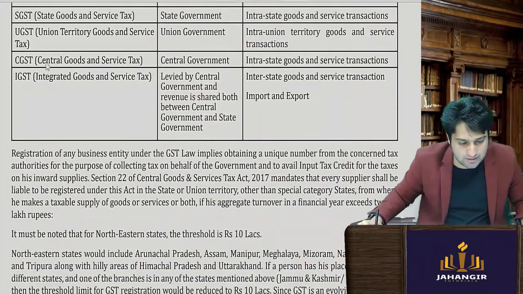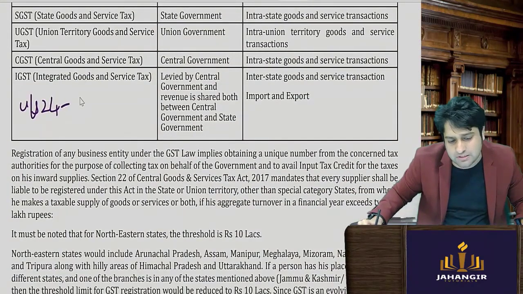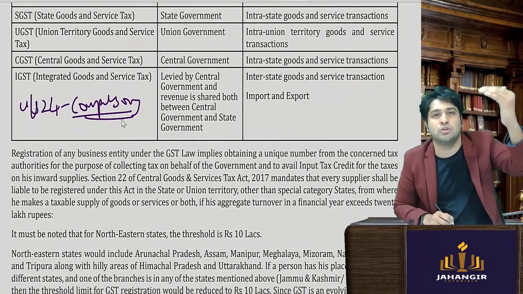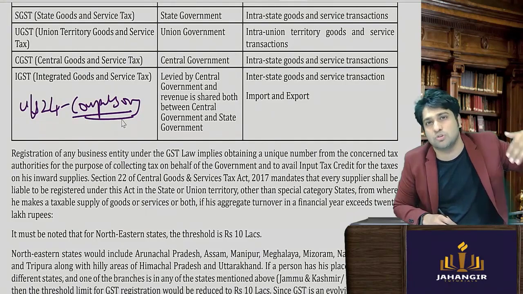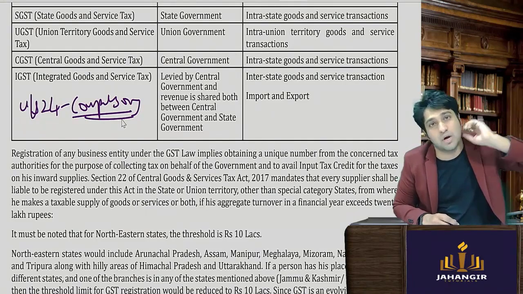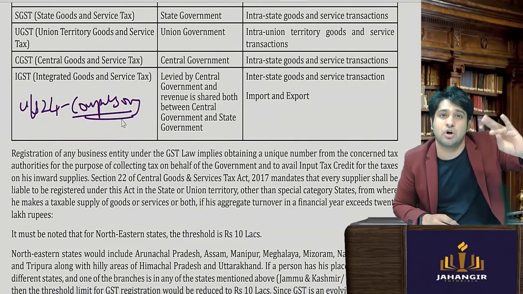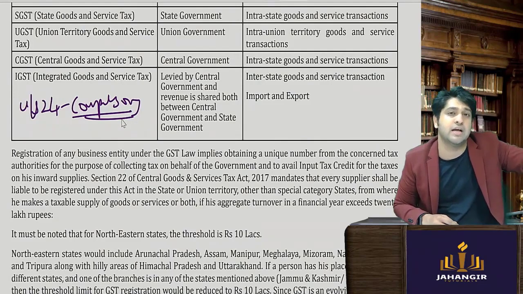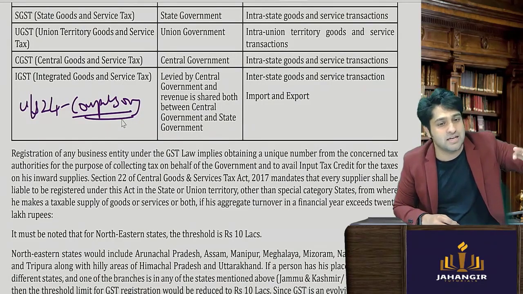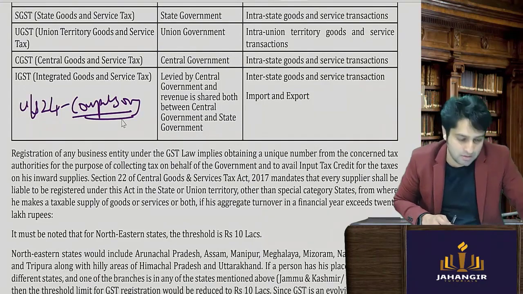Section number 24 says who require compulsory registration. Now compulsory registration: all those who are supplying to e-commerce operators, those who are giving interstate supplies, those who are required to deduct TDS, those who are required to deduct TCS, all these require mandatory registration.